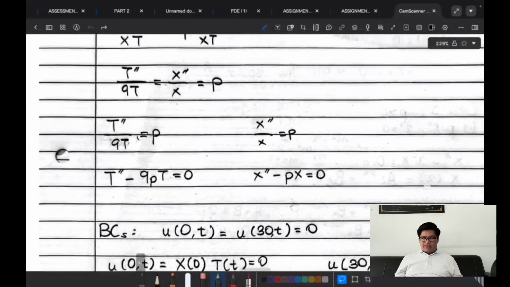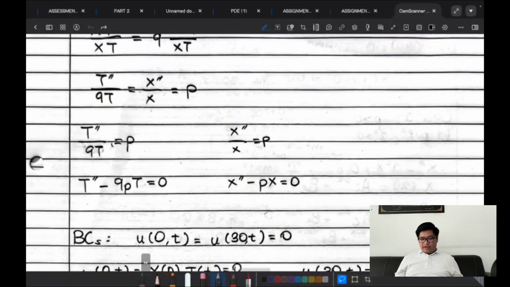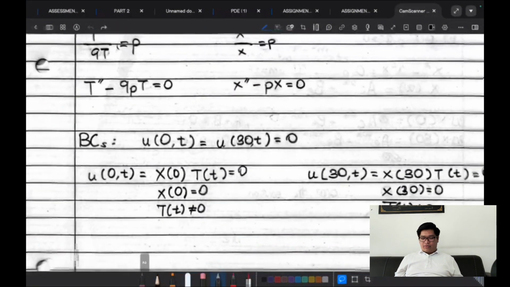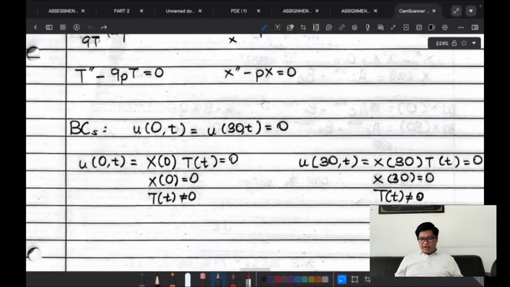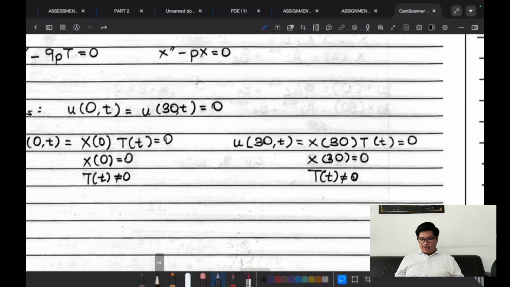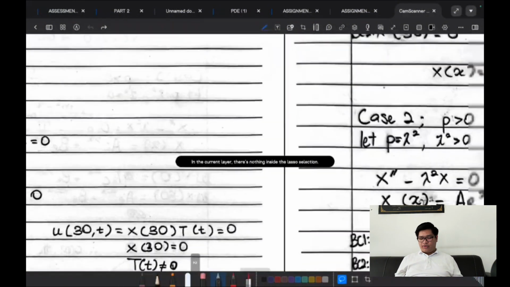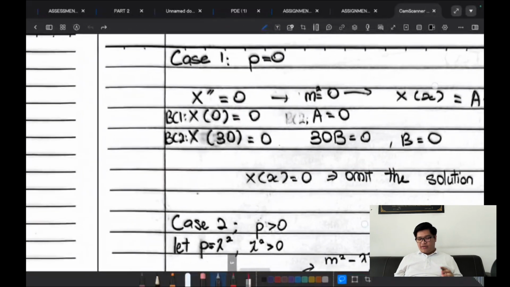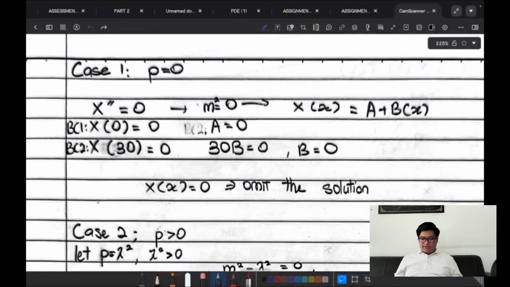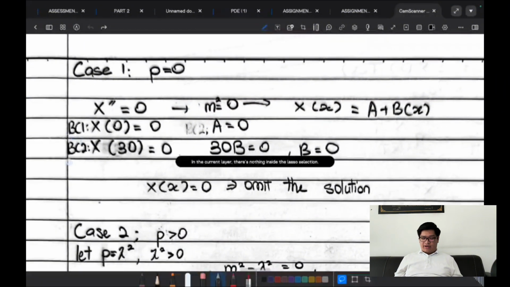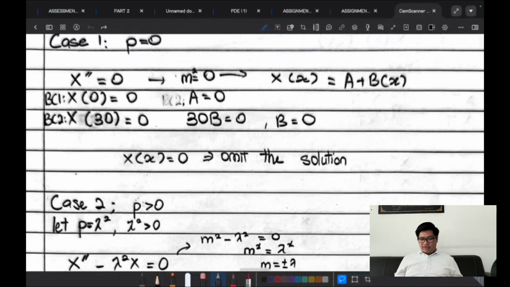After that, we equalize the t term and the x term to p to get each of its equations. Then we set the boundary conditions: u(0,t) and u(30,t) are equal to 0, so X(0) is equal to 0 and X(30) is equal to 0. So this is the boundary condition. Now, for case 1, when p is equal to 0, we use the x term and derive it to get this equation, a plus bx, then substitute the boundary condition. At x equal to 0, we get 0, and at x equal to 30 we get 0 also. So we need to omit the solution.